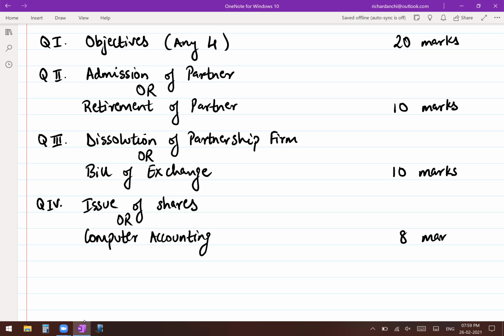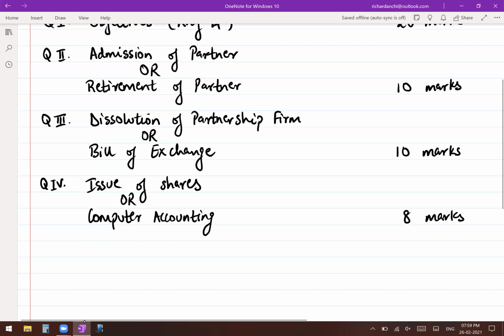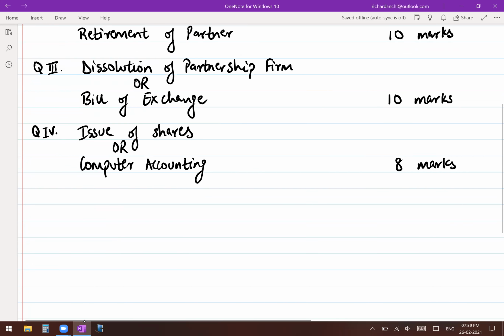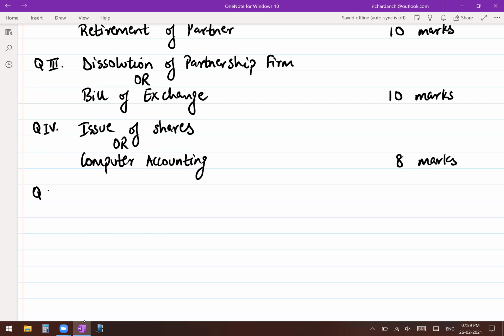You'll have a problem on issue of shares for 8 marks, or they will ask you computer accounting theory for 8 marks. Fifth question, death of a partner. A lot of options here. Death of a partner or analysis of financial statements.